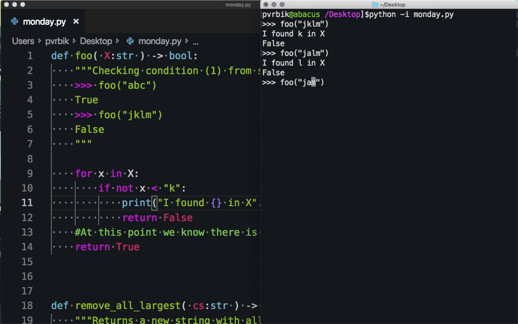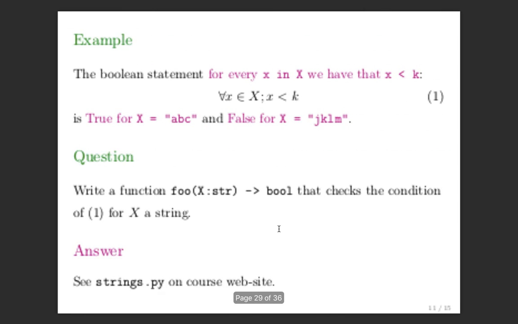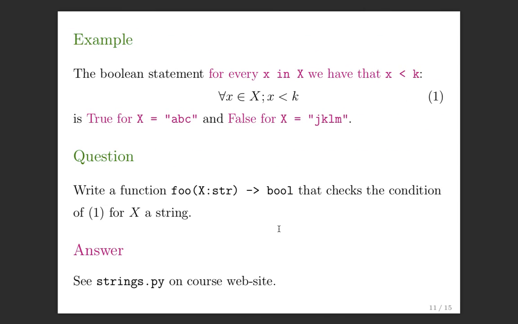L's not any better. My God. O. Okay. Now it's saying I found an O in X, and O is not less than K. So I threw false. So it doesn't check M. It immediately escapes as soon as it finds a false. Okay, so we've done that one.